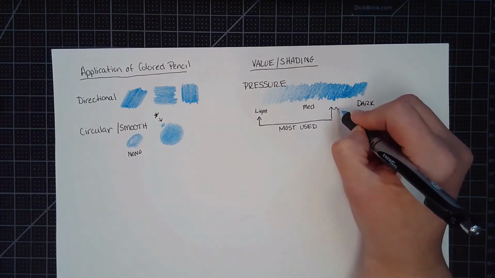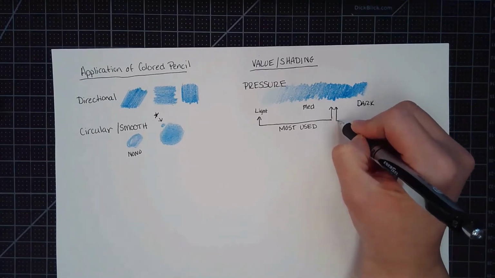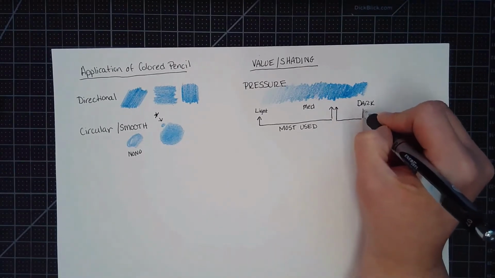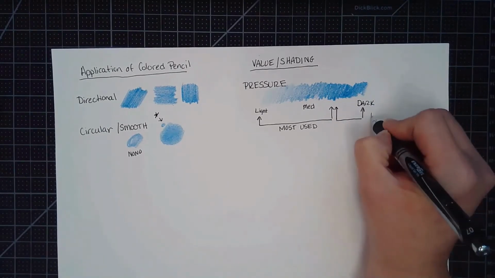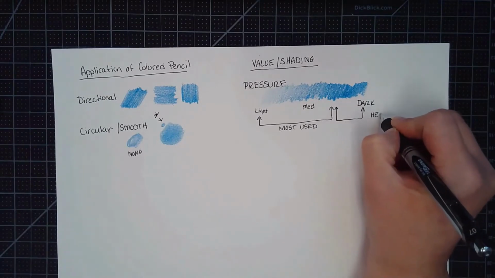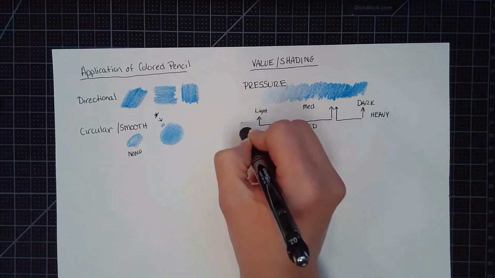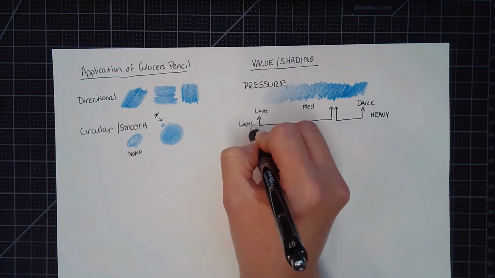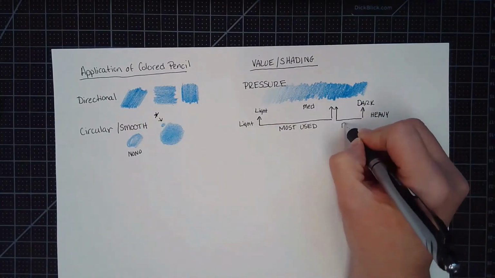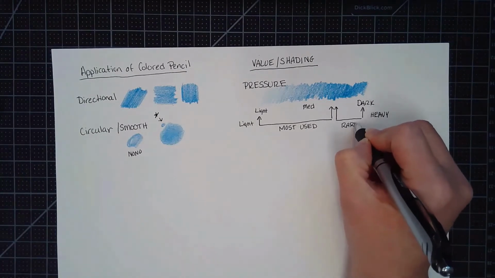From about medium dark to your darkest pressure or your heaviest pressure. So remember to get dark values, we're creating heavy pressure, and light values is light pressure. I want you to use these very rarely.